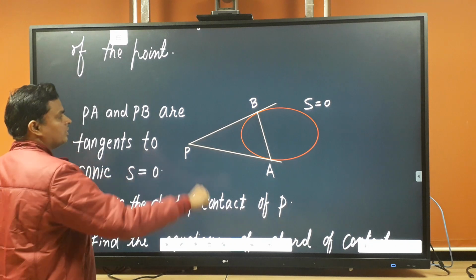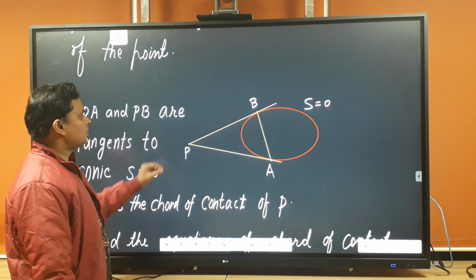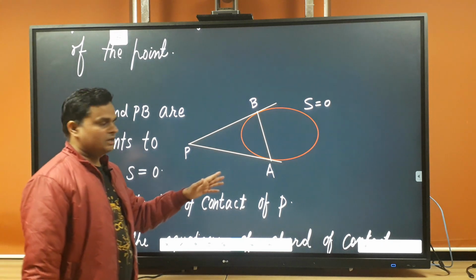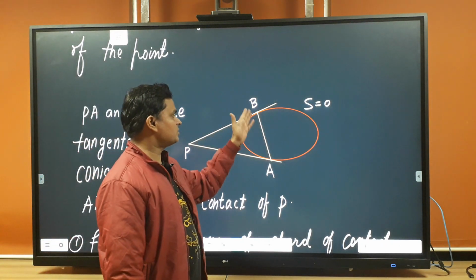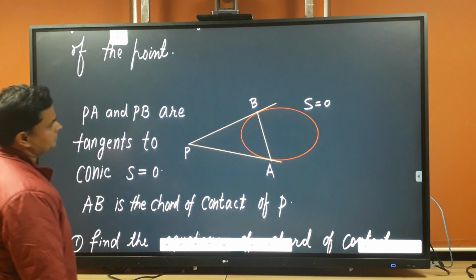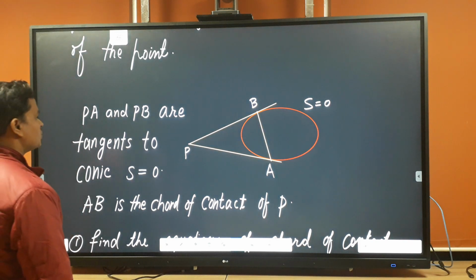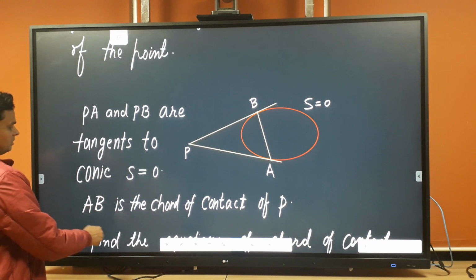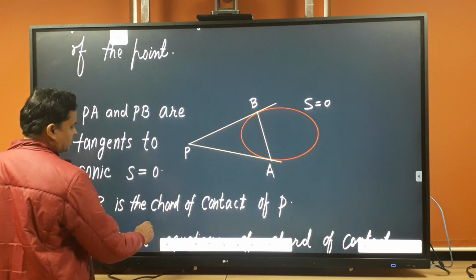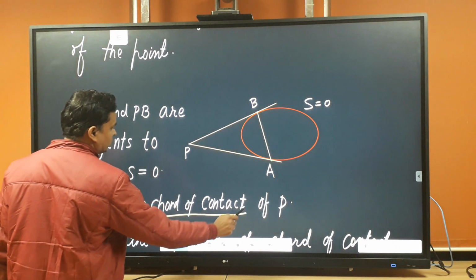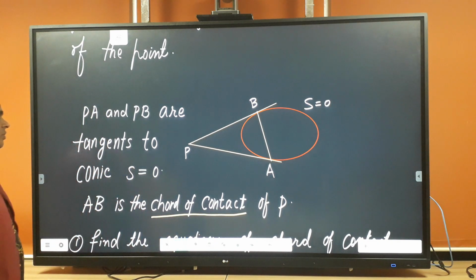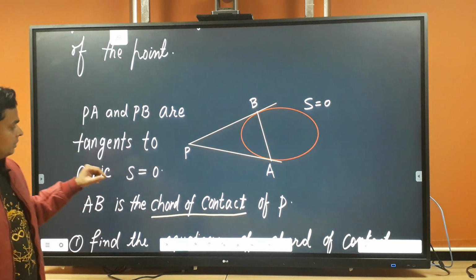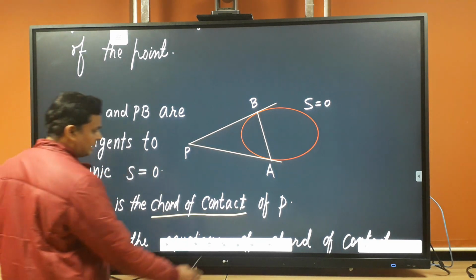This is a conic, the red one, and there are two tangents from point P, PB and PA. The straight line joining the points of contact of these two tangents is called the chord of contact. Here AB is the chord of contact of point P. Chord of contact of point P, this is more important.